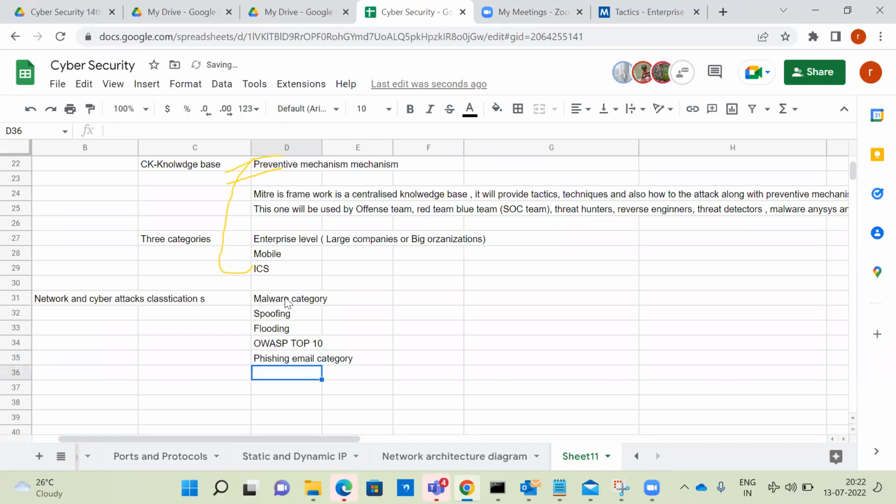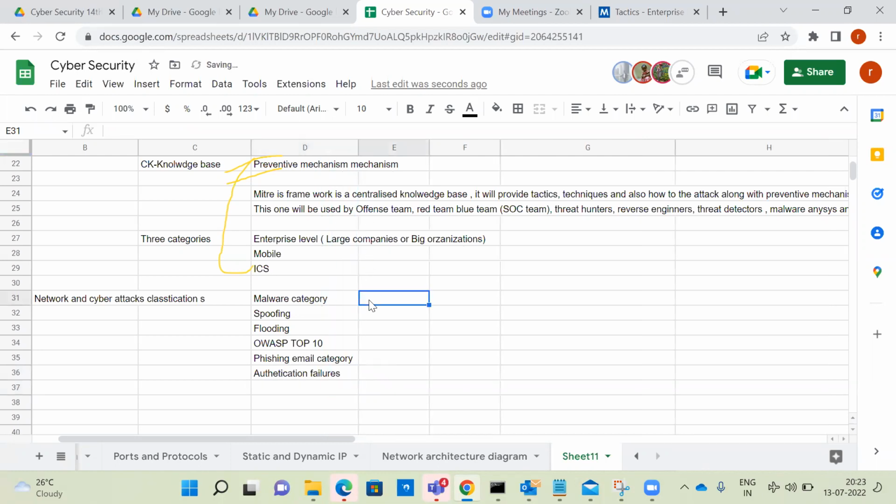Okay, so malware category, spoofing category, flooding category, OWASP top 10 category, phishing email category. Even one more category I will provide: authentication failure category. It's very important, authentication failures. So these are all the 5 classifications.